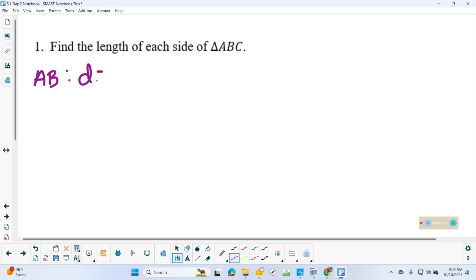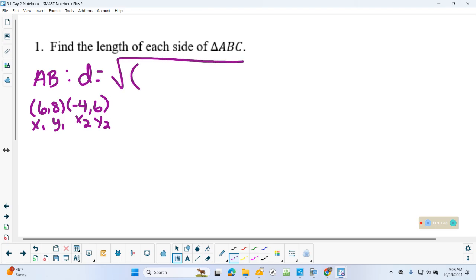So we're going to use our distance formula. Now you have them. I'm just going to put them so we have the ordered pairs in front of us. Remember, A was at 6, 8, and B was at negative 4, 6. And you know I like to label the points, x1, y1, x2, y2. I know I'm getting carried away, as usual, right? So I'm just going to plug it into my distance formula. x2 minus x1 squared plus y2 minus y1 squared.